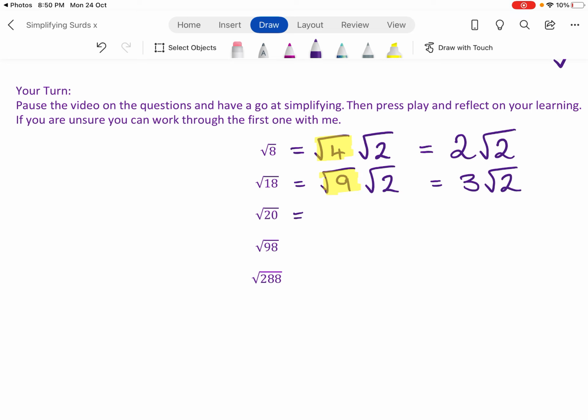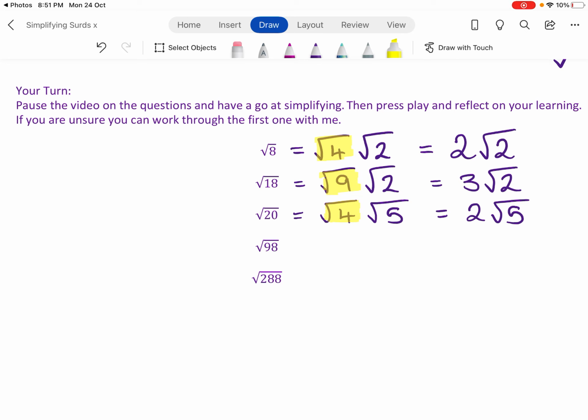For the next one, I could say root 4 times root 5. I'm going to simplify my root 4. I know that is 2, root 5.